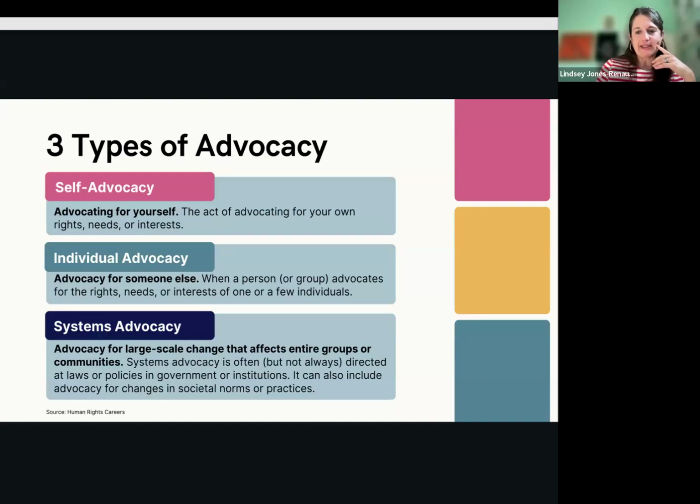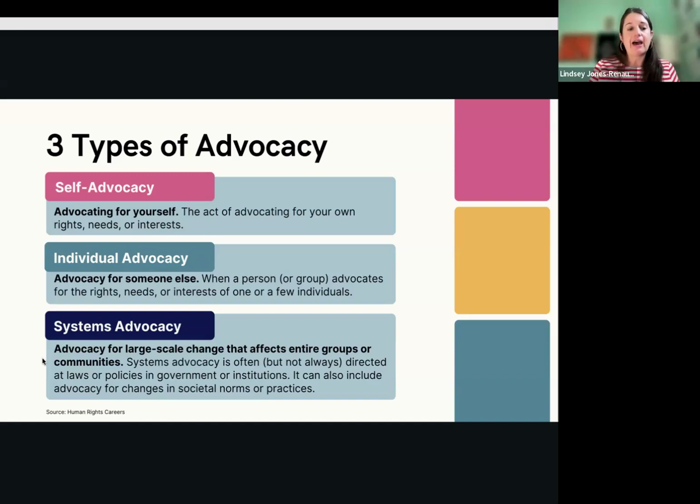Now, systems advocacy is advocacy for large scale change that affects entire groups or communities. Systems advocacy is often, but not always, directed at laws or policies in government or institutions. And it's not always government either. It could be institutions like businesses, large corporations, or small businesses as well. And it can also include, but it's not always about, changing laws or policies.